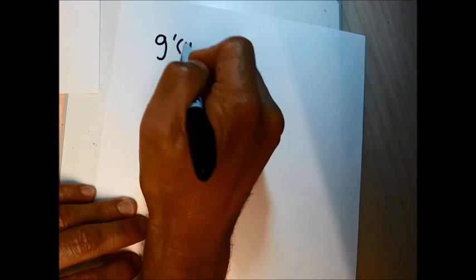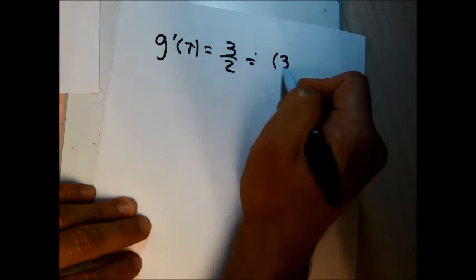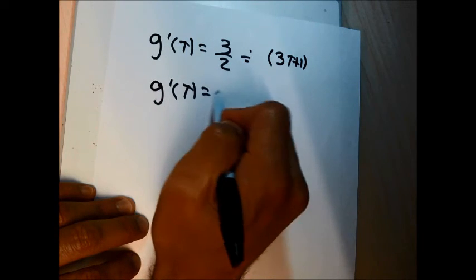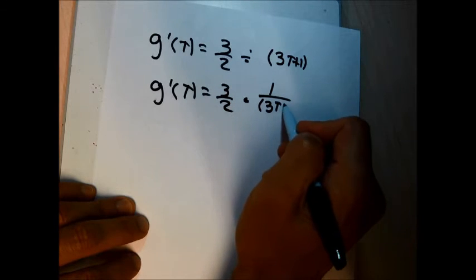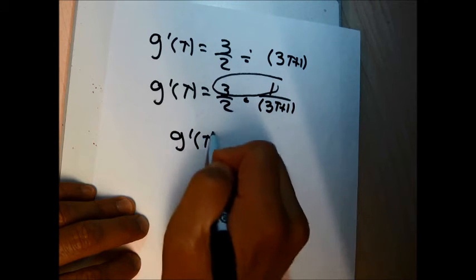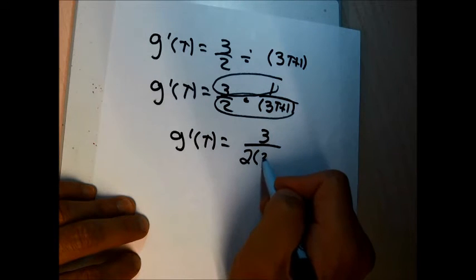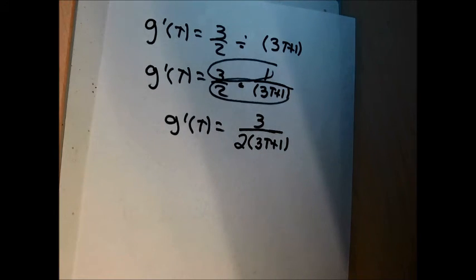So this problem right here, this is really g prime of t equals 3/2 divided by 3t plus 1. If I wrote that answer without the fraction bar, I could make it a division. So this would be g prime of t equals 3/2 times 1 over 3t plus 1. Then I can multiply the 3 and the 1 and get g prime of t equals 3, and multiply these and get 2 times 3t plus 1. That's the best ultimate answer for problem 46. It's a nice way to simplify.